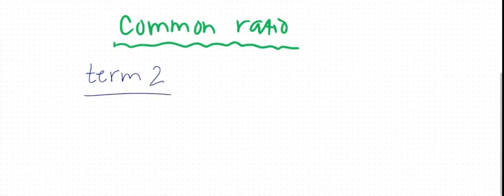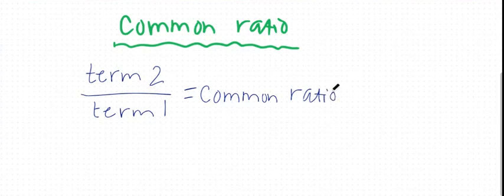So, instead of having a common difference, what we have is what's called a common ratio. And ratio means a fraction. So we're going to get our common ratio through a fraction. How we do it is we take our term 2 and we divide it by term 1. Always term 2 over term 1. And that gives us our common ratio.